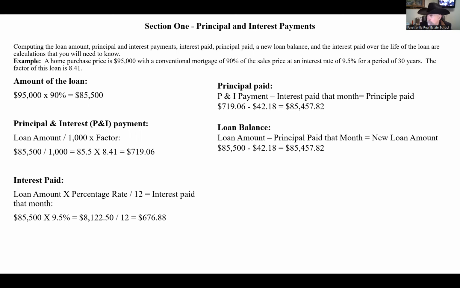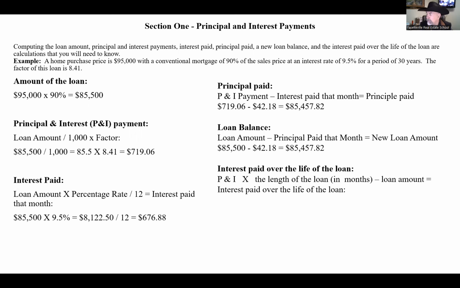Now we need to calculate interest paid over the life of the loan. If you have this loan for the entire 30 years, how much will you be paying the bank in interest? All right, and here's the formula for it. P&I payment times the length of the loan in months. So it's a 30-year loan, so we need to do 30 years times 12 months in a year. Then we're going to subtract the original loan amount.